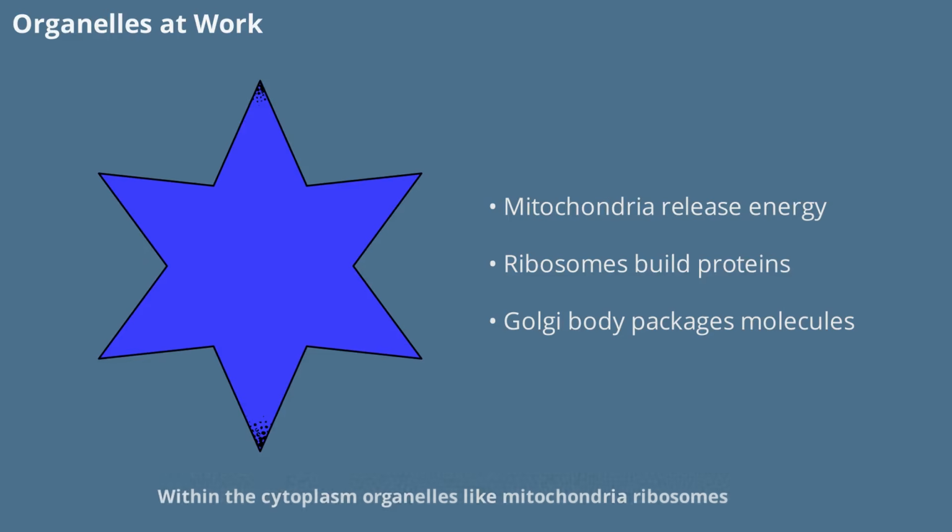Within the cytoplasm, organelles like mitochondria, ribosomes, and the endoplasmic reticulum play vital roles. Mitochondria release chemical energy in the form of ATP, powering cellular activities. Ribosomes are the sites of protein synthesis, essential for growth and repair. The endoplasmic reticulum transports substances, while the Golgi body modifies, packages, and distributes molecules.